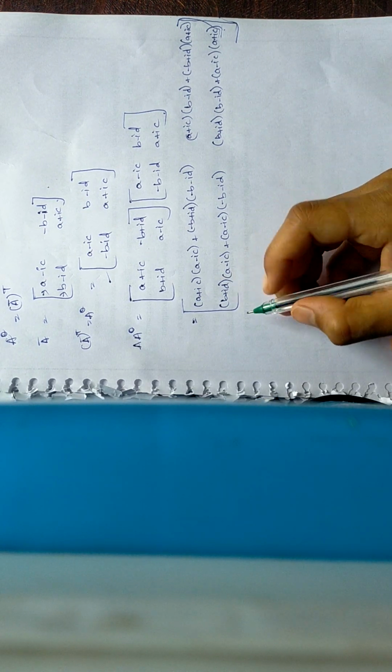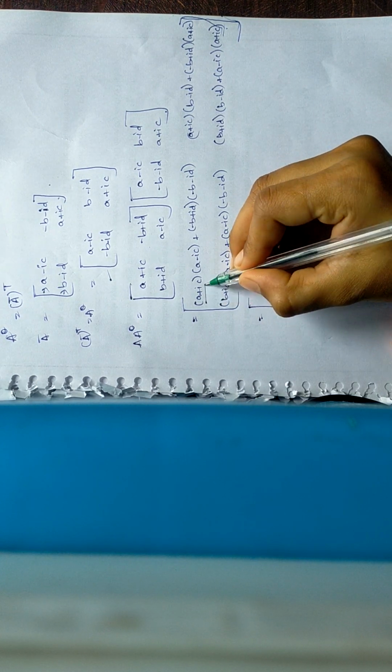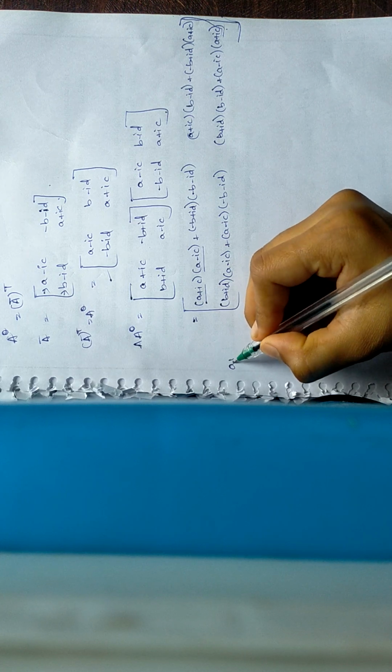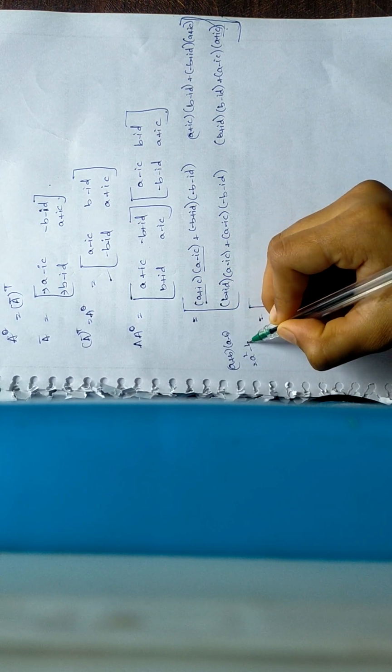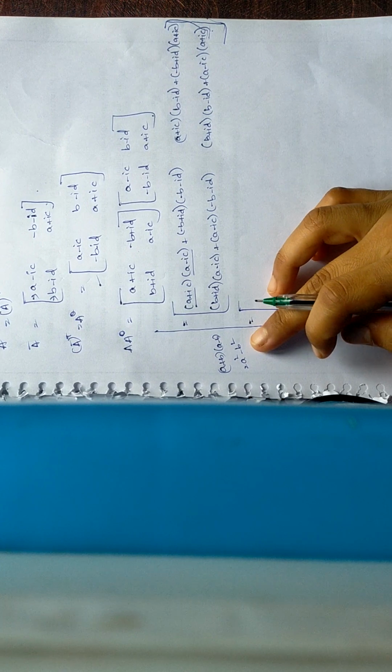Yeah. Next, if you observe in this matrix, here it is in the form of (a plus b) into (a minus b), right? We know that the formula of (a plus b) into (a minus b) is a square minus b square.